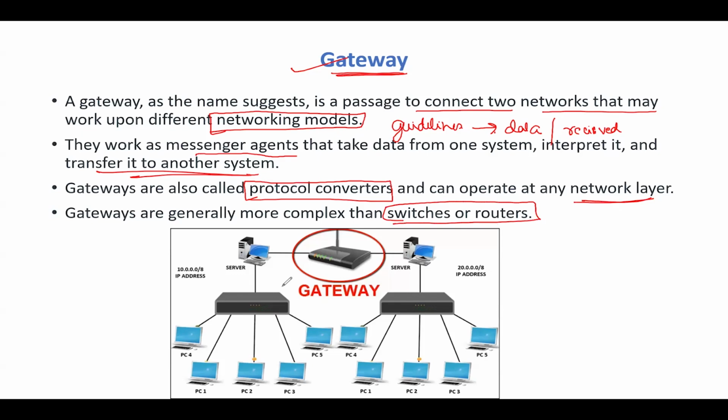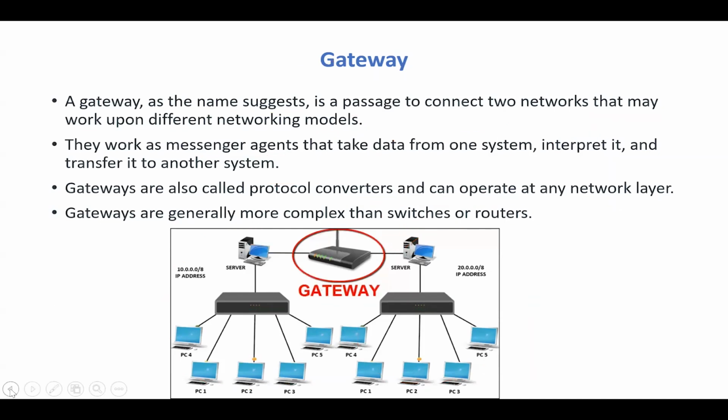As you can see here, there is an entire network and there is another entire network, and the gateway is the one which will be communicating between those two. This is required when we talk about globally transferring data. There may be different kinds of networking protocols used by different countries. In such situations, we would require these kinds of network devices.